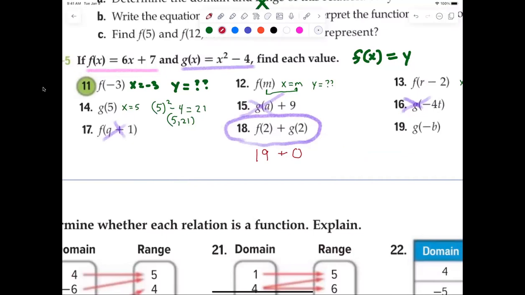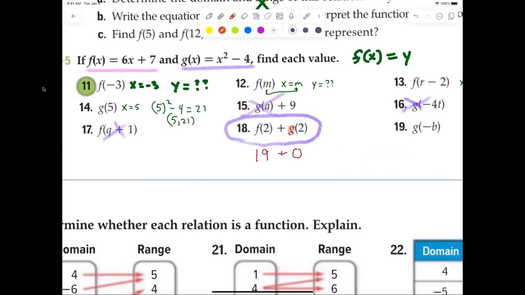Well, what is X? So where did you put 2 in for? Which function? Why did you put it into F when it clearly has a G? You see what I'm saying, right? Look right here. I'm going to highlight it. This is G. Do you agree with me?